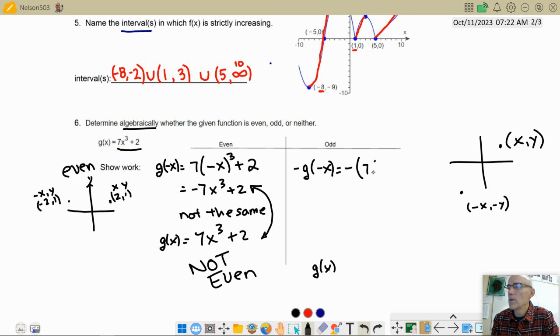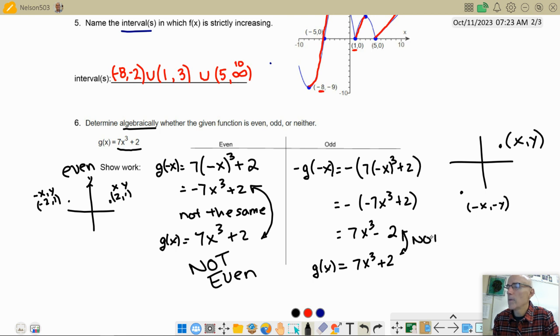So I'm going to get 7 times -x cubed plus 2. And let's see, we end up with the opposite of -7x cubed plus 2. And then we end up with 7x cubed minus 2. Okay, well, g of x was 7x cubed plus 2. Not identical to each other, not the same. So not odd. This would have been a 6 out of 6 type effort right there.